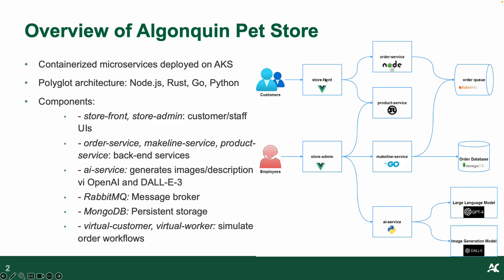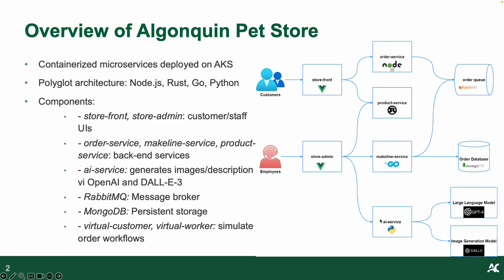customers and staff user interface, and the order service, which is used to post orders to the queue, and then the product service, which is used to manage the product catalog. The other service is the makeline service, which is used to process the orders and then store them to a MongoDB database for persistent storage.